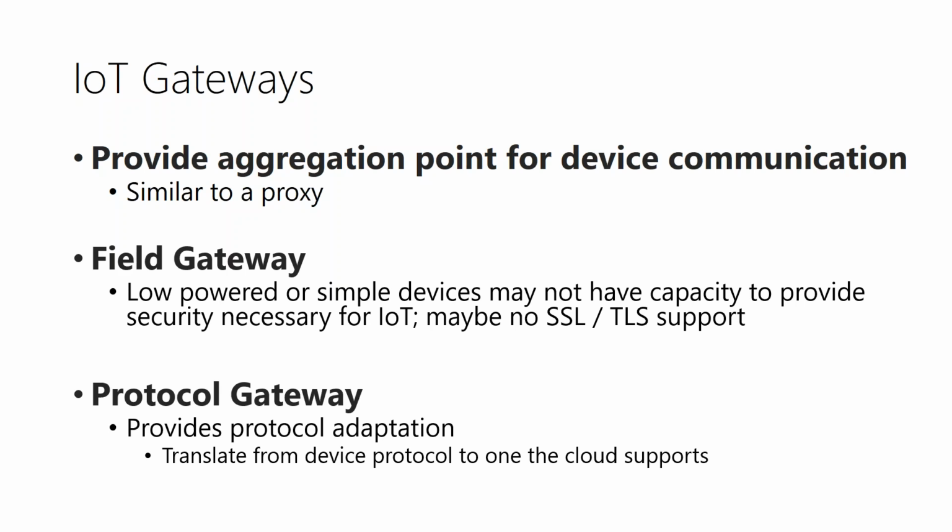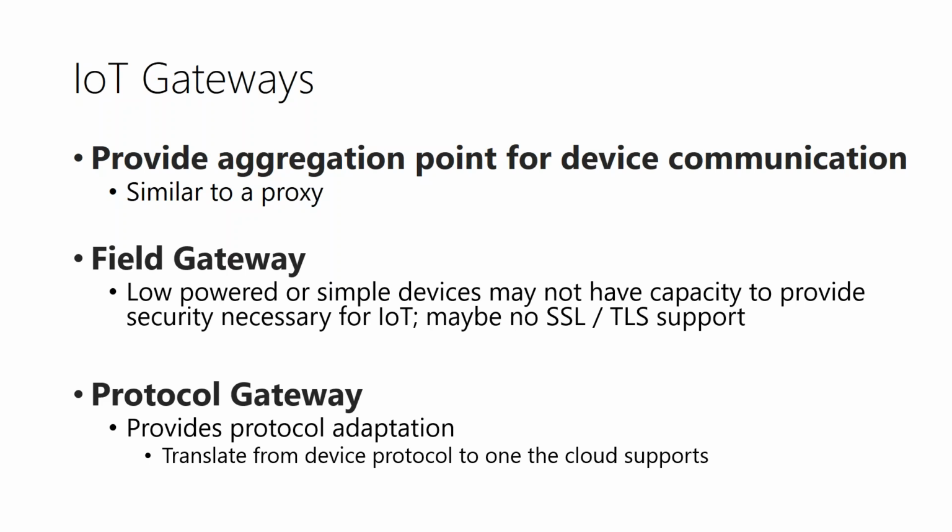And then another gateway that can be used is a protocol gateway. These are helpful in providing protocol adaptation. This can be useful when a device doesn't support certain protocols that the cloud maybe supports. So in this case, the protocol gateway could be used to translate communications from the device's protocol, maybe a proprietary protocol or legacy protocol, to one that's supported by the cloud, such as MQTT or AMQP type protocols that, say, some of the Azure messaging like Azure IoT Hubs do support.